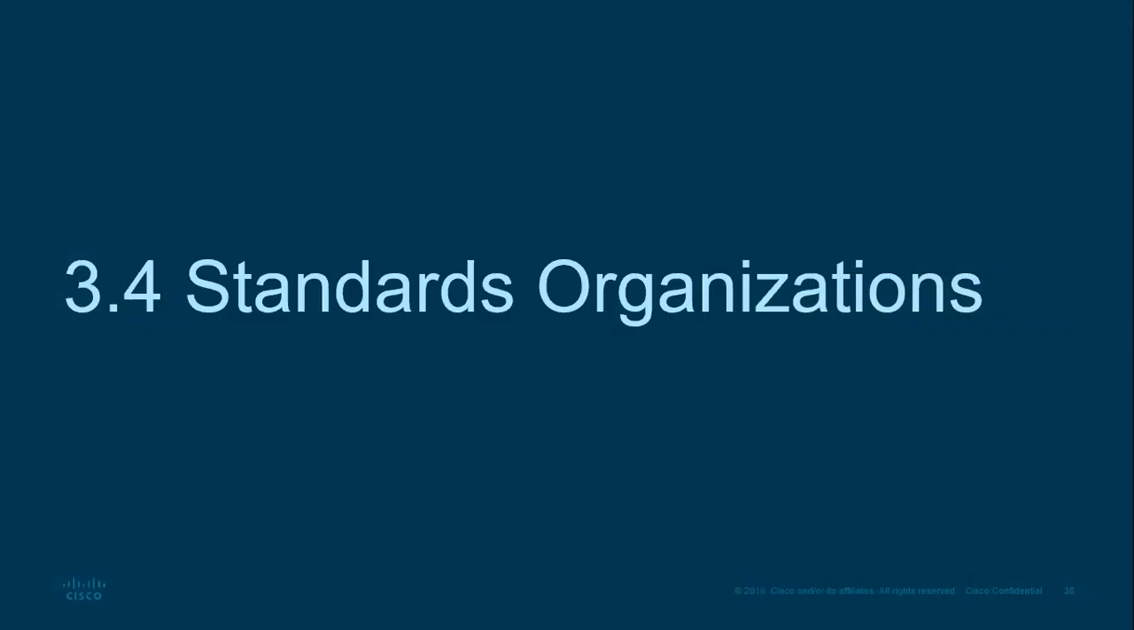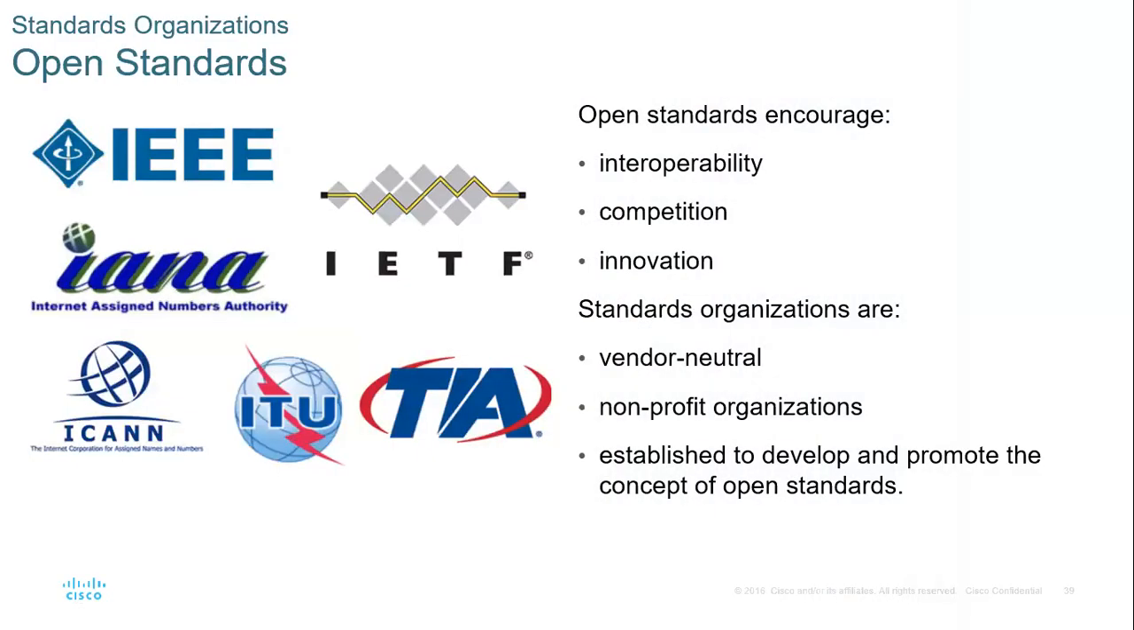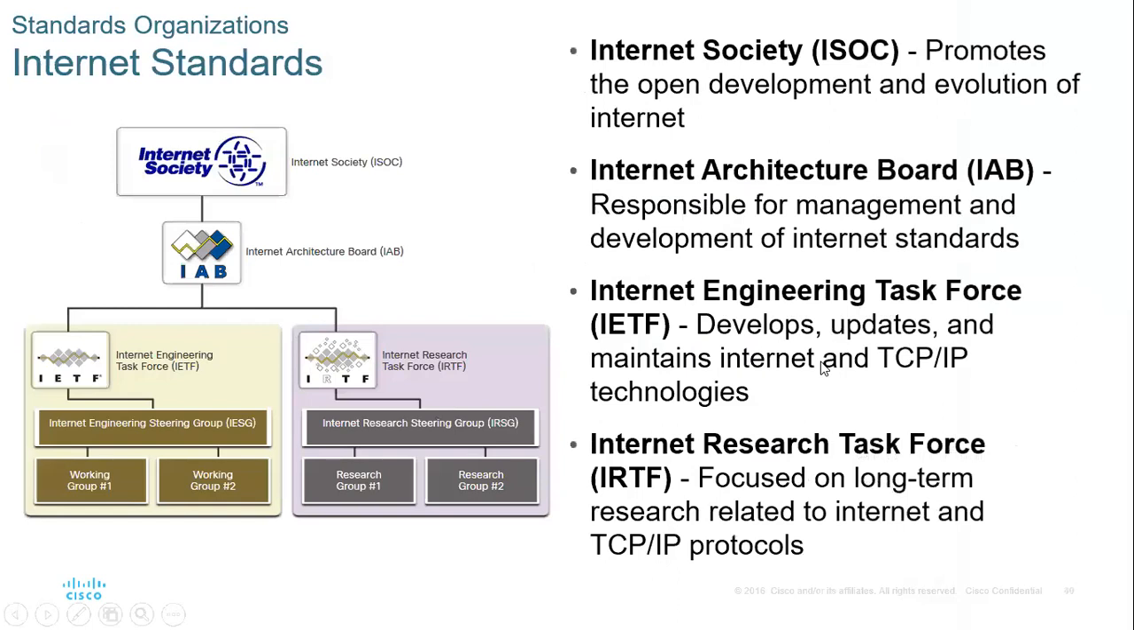Standards organizations. What are the different standards organizations in networking? IEEE, IETF, IANA, ICANN, ITU, TIA. Open standards encourage interoperability, competition, and innovation. Standards organizations are vendor-neutral, non-profit organizations established to develop and promote the concept of open standards.